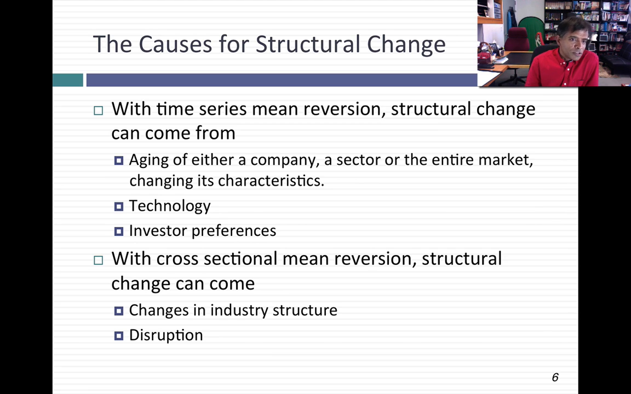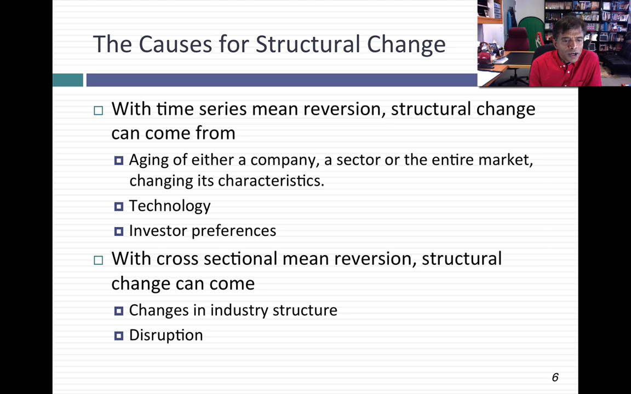And investor preferences could change over time. People have talked about how index funds and passive investing is a much larger segment of investing than it used to be. Maybe that has consequences for PE ratios. Maybe tax rates change over time. So if you have a time series mean reversion, your changes can come from any of those. When you're talking about cross-sectional mean reversion, you have to be careful about assuming that things revert back to the average if there have been changes in the industry structure. Maybe it's becoming more competitive, in which case margins should decrease over time. Maybe it's getting less competitive, margins should increase over time.